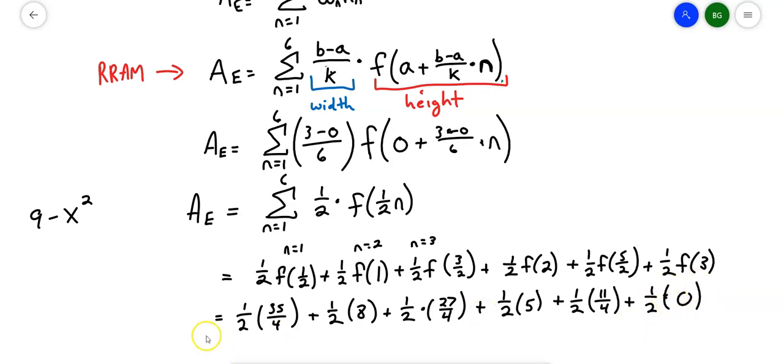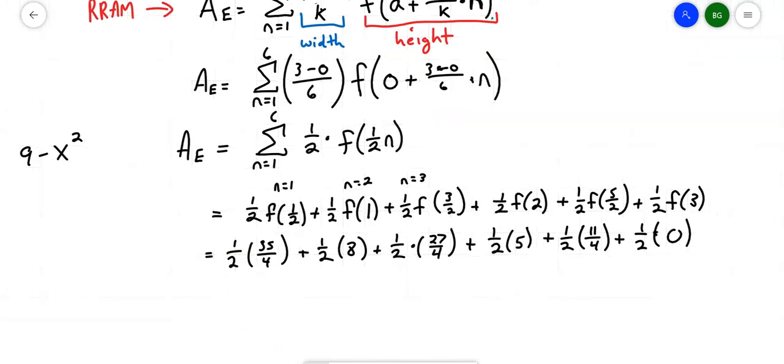So now it's just a matter of adding them all up. I will do that really quickly. I got 125 over 8, which is, for you decimal lovers out there, about 15.625. Actually, it's exactly 15.625. That's not repeating.